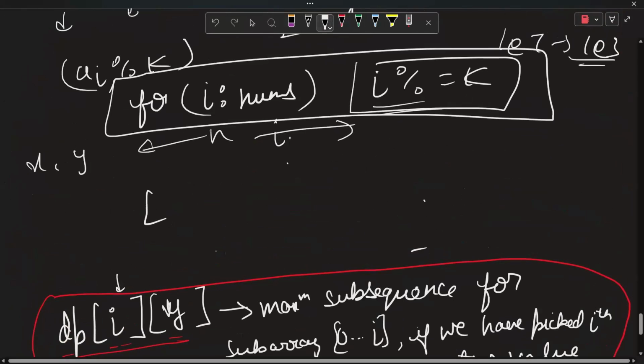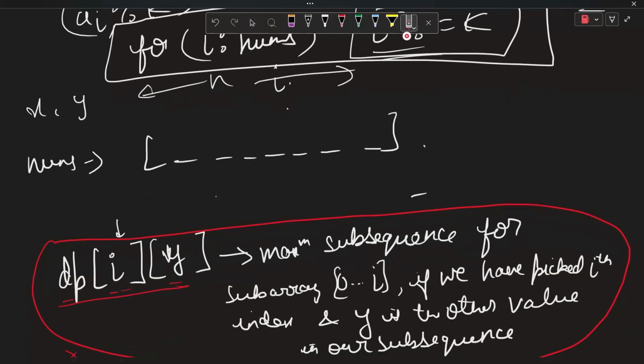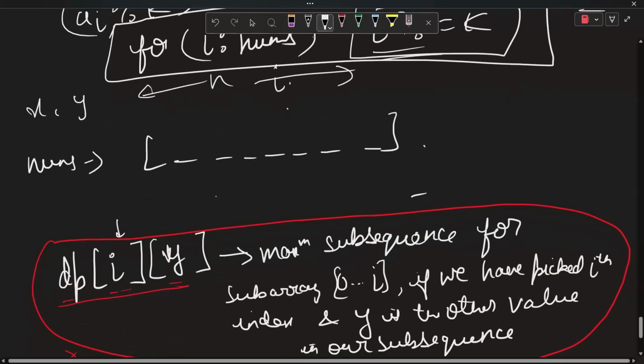So we have taken a DP. Let's say this is our array nums, which we are given in our input. So dp[i][y] represents that we are on, let's say this is the ith index, and we have the value here as x. So I'm telling that nums[i] is x. You should just keep it clear that i is not the x, nums[i] is the x.